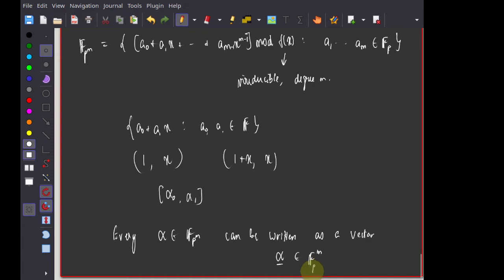That is why I can write it as Fp whole raised to the m, because this in itself is not a field. Right? So these two have the same vector space structure over Fp, but they don't have the same field structure. Multiplication here, multiplication between two arbitrary elements of this set, is not defined. Okay.